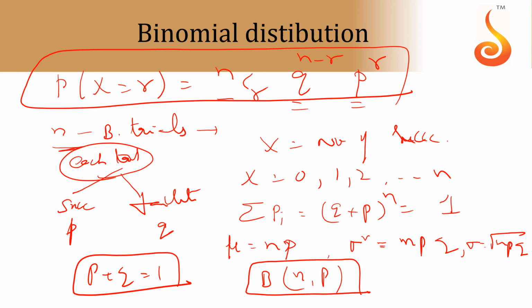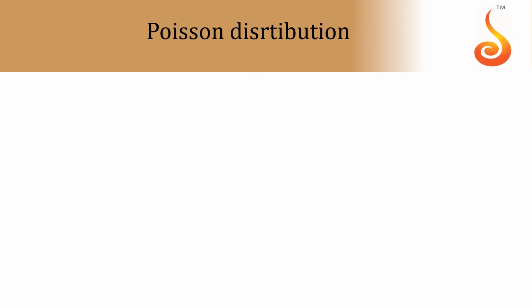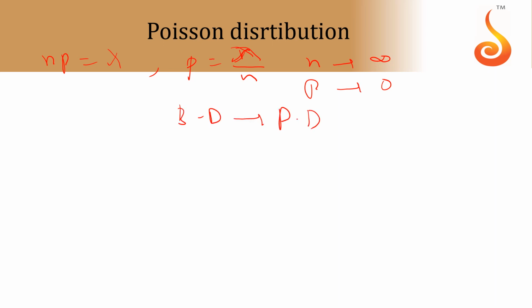Then I said when n is very, very large, we get Poisson distribution. When n is very, very large and p is very, very small, I will take np as some lambda, then p will be lambda by n. When n tends to infinity, p tends to 0. Then please remember, binomial distribution tends to Poisson distribution. Actually, n tends to infinity means, in statistics, very, very large. In general, n is greater than 20. Then p is small, meaning less than 0.01. Then binomial distribution will tend to Poisson distribution.